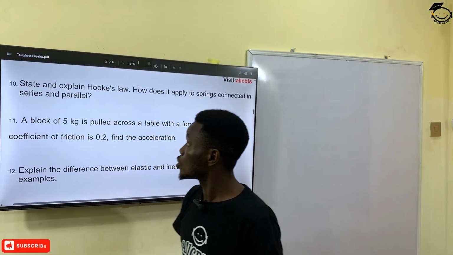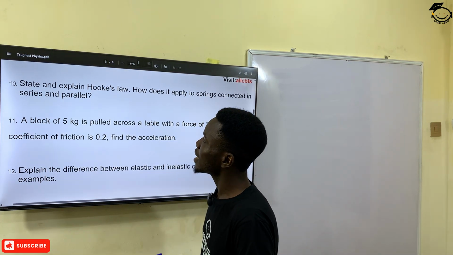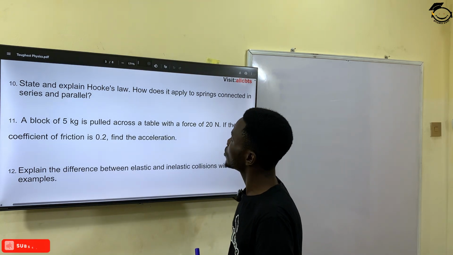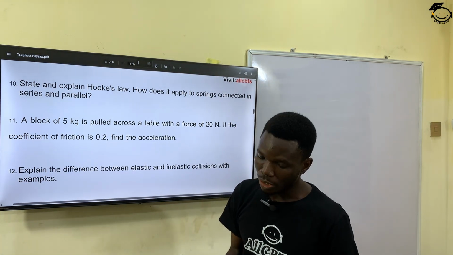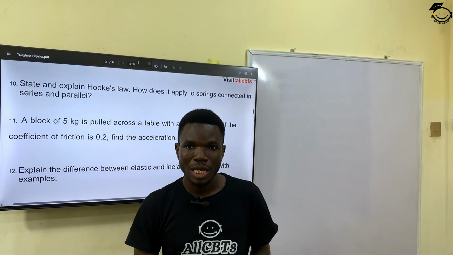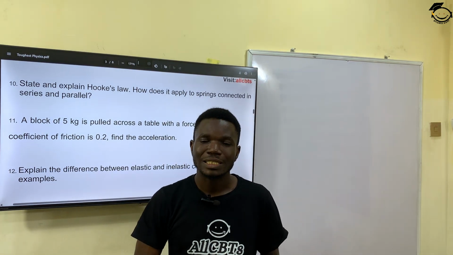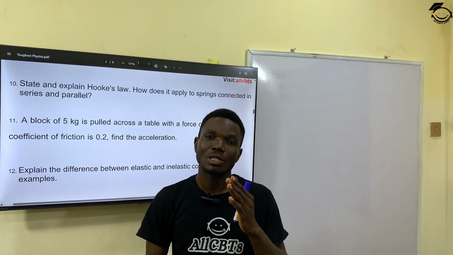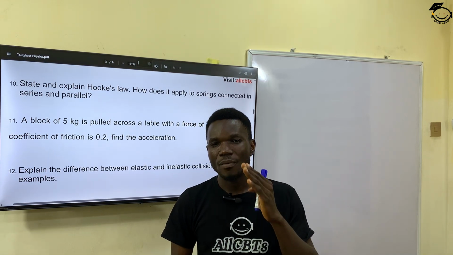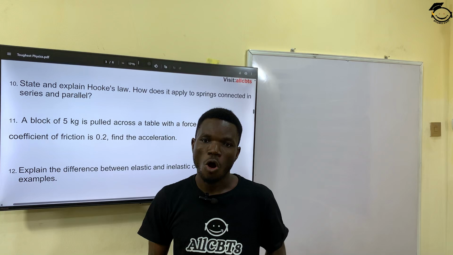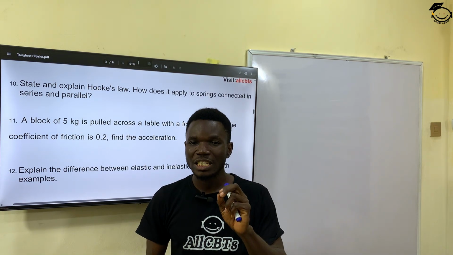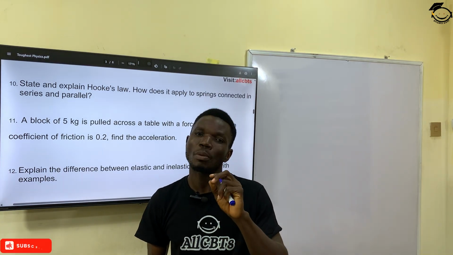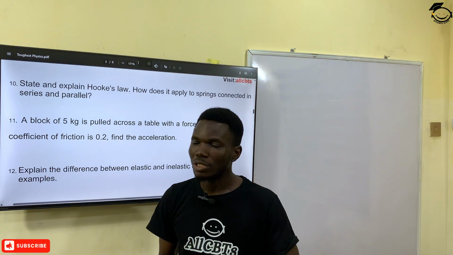So that is also question number 10, which says state and explain Hooke's law, and then how does it apply to springs connected in series and parallel. Now, according to Sir Robert Hooke, he said that provided the elastic limit of a material is not exceeded, the force applied on an elastic material is directly proportional to the extension on the material. Provided the elastic limit of an elastic material is not exceeded, the force applied on the material is directly proportional to the extension of the material.